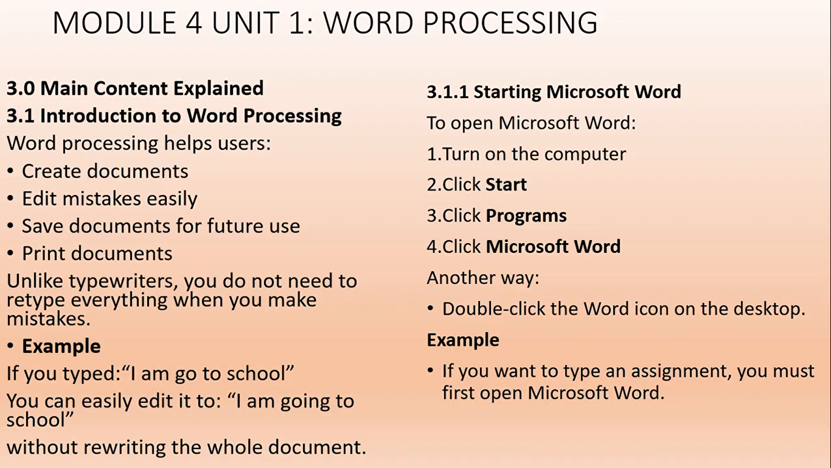I don't know if many of us have seen a typewriter before, but word processing is different from typewriters. You have to retype everything when you make a mistake if you are using a typewriter. But for word processing, once you make a mistake, you can actually delete it. It's just like typing on your phone. When you make a mistake, you delete it and type the correct thing. The same thing is applicable here. You go to the mistake, you click on backspace, you clear it off, and you put the right thing there.